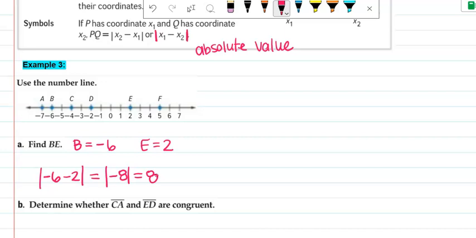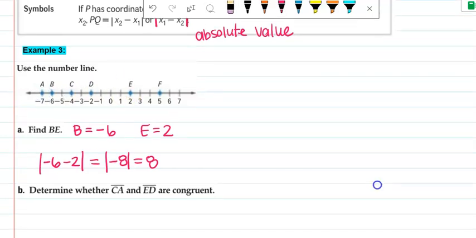If you have the visual of the number line, you've learned how to do this when you started doing addition and subtraction, right? We do little bunny hops, right? We could have jumped 1, 2, 3, 4, 5, 6, 7, 8. There's 8 little hops to get from B to E, so our distance would be 8. So just a different technique.